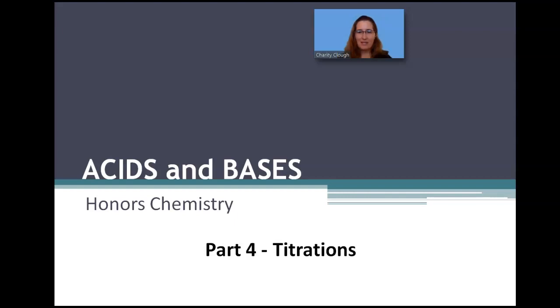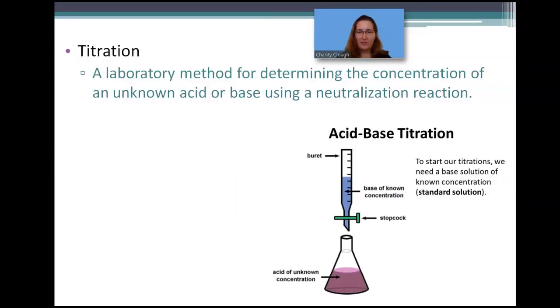This is Acids and Bases Part 4, and in this section we're going to take a look at a really common lab procedure that's done when you're studying acids and bases called titrations. The point of a titration is to try to figure out what the concentration of an unknown acid or base is by using a neutralization reaction.